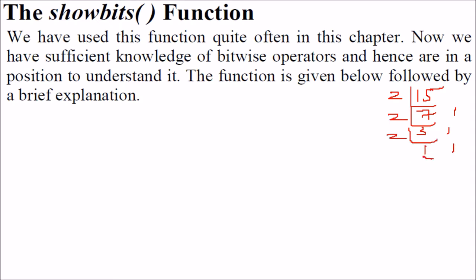Okay, so we go from this side to this side. So you get 1 1 1 1. This is the binary equivalent of 15. In the showbits function you pass 15, you get 1 1 1 1.